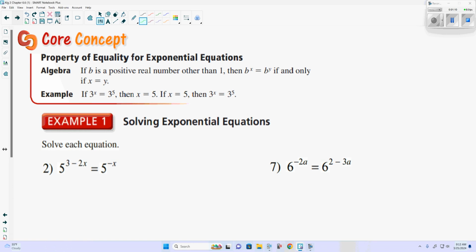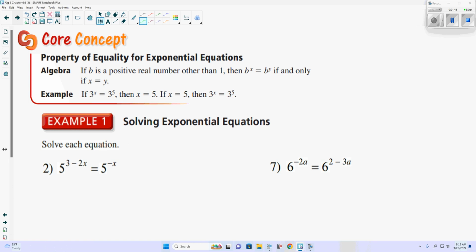Now we're going to do it in 4 main parts. The first, which we're going to talk about today, falls under what I call the one-to-one property, or the property of equality for exponential equations. Then we'll do some with solving where it's not one-to-one, where the bases aren't the same. Then we'll do some inequalities and some other types of functions. But what we're starting with is the property of equality for exponential equations.